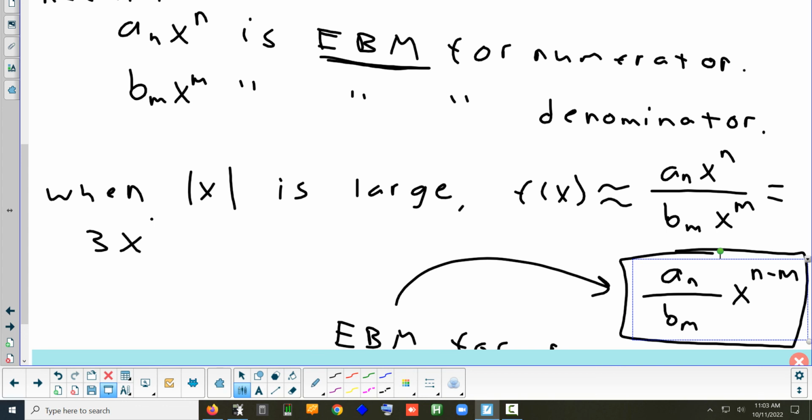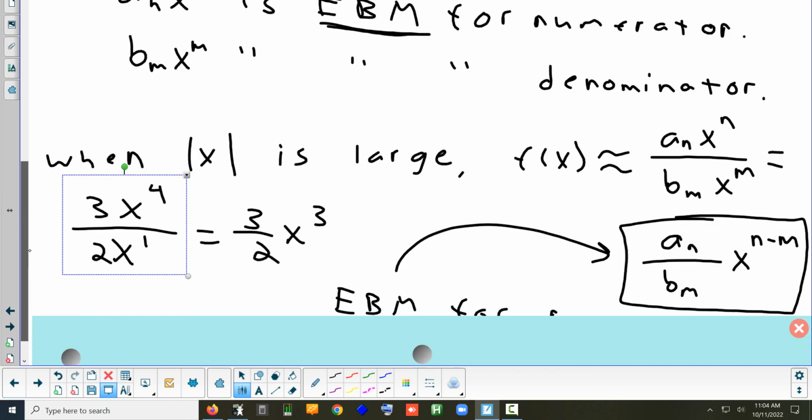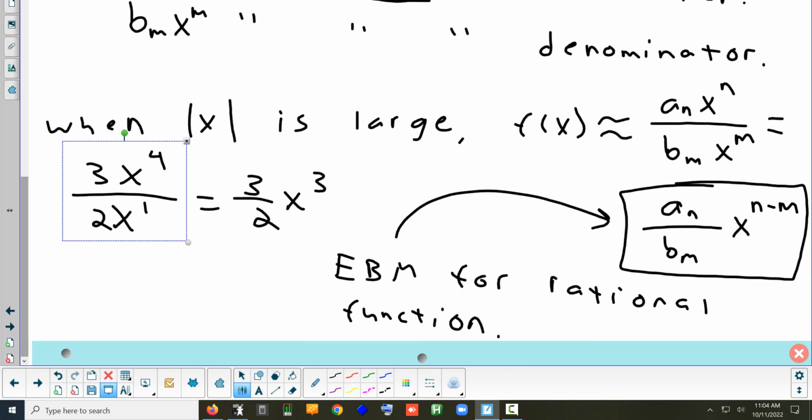So we get 3x to the fourth over 2x to the first. And you want to divide them. Well, 3 doesn't go into 2, so we just leave that one. 4 minus 1 is going to end up being x cubed. So it's 3 halves x cubed. And that is how you find the end behavior model for a rational function.